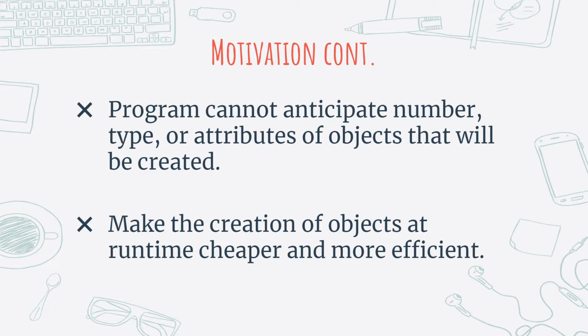A program cannot anticipate the number, type, or attributes of objects that will be created. So again, the prototype method solves this by simply copying one default object and then modifying its attributes, rather than having to instantiate a bunch of new objects, because the program can't interpret how many objects or the number of types that will be created. In order to do this, you make the creation of objects at runtime cheaper and more efficient.